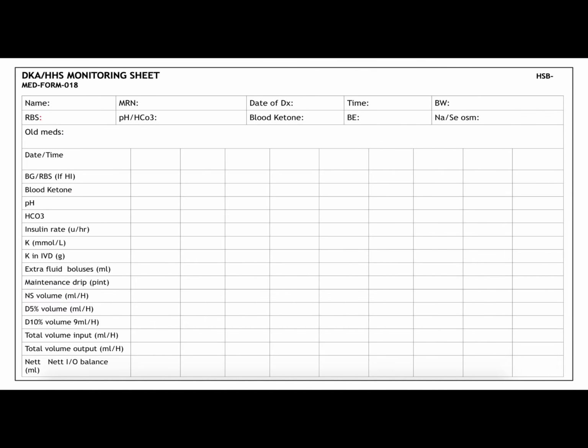Let's take a look at an example of a monitoring sheet that is used for monitoring the progress of a patient with diabetic ketoacidosis and hyperglycemic hyperosmolar states. Here at the top, we have the random blood sugar levels that are picked up as soon as the patient is diagnosed, the venous blood gas levels, presence of blood ketones, as well as the corrected sodium levels and the serum osmolality. This is crucial because a high glucose level may depict a pseudo-hyponatremic state.